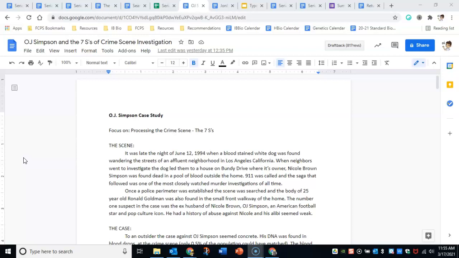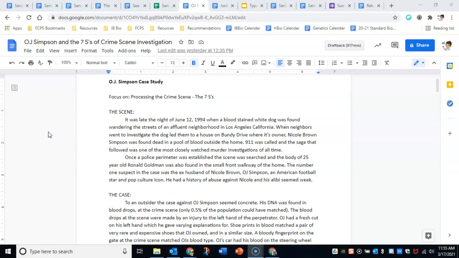So the focus of this case study is going to be about processing the crime scene. There are 7 S's, and you can put air quotations around that, 7 S's, associated with processing a crime scene, and we're going to go through them and talk about how, in this case in particular, those 7 S's were basically just ignored and thrown away, and this is why this case was such sort of a mess when it was going through the actual criminal case with the jury. So let's get started. The scene.